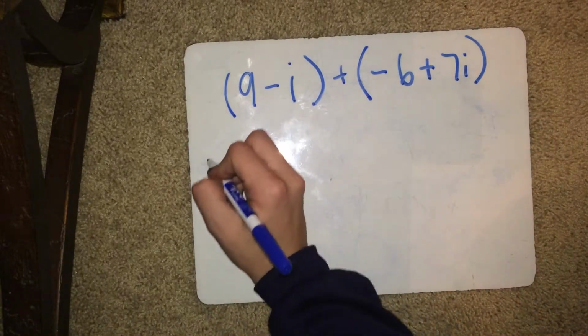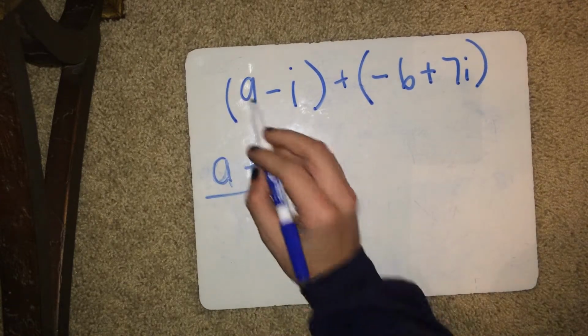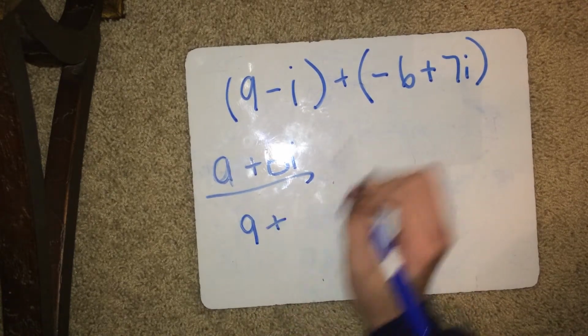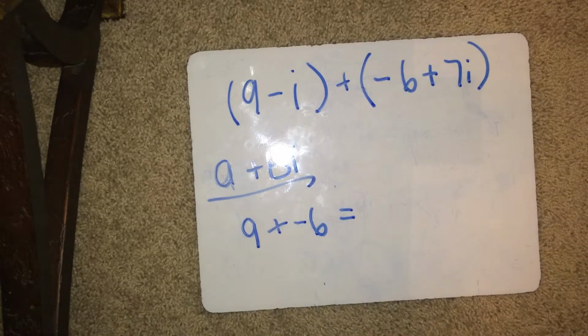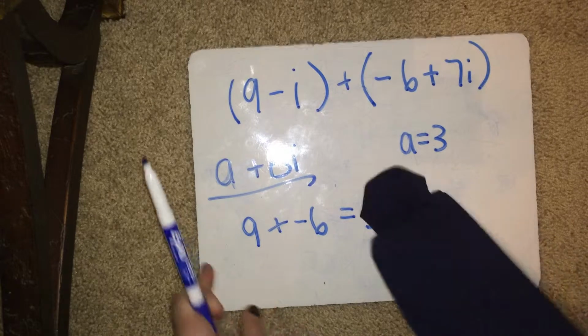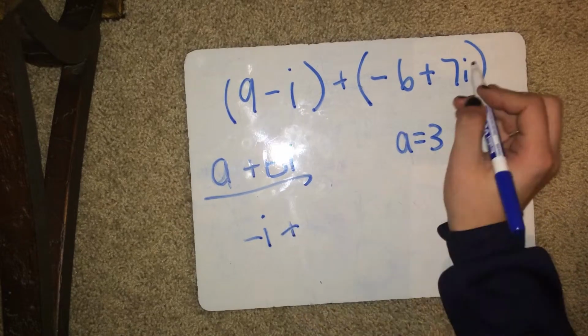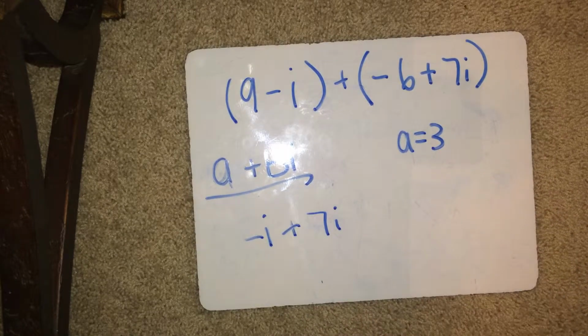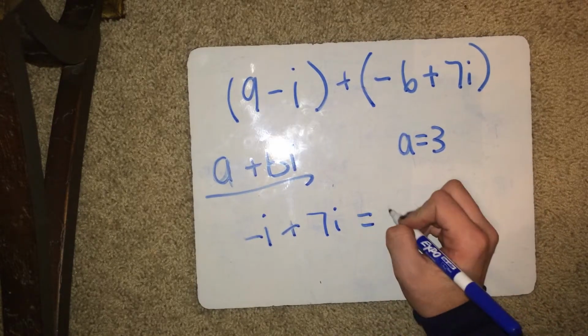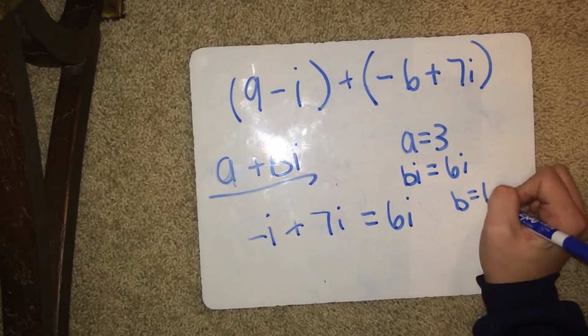So let's do the real numbers first. That would be the a value in a plus bi. So the a value, 9 plus negative 6 equals, 9 plus negative 6 is also 9 minus 6, which would be 3. So a would equal 3 in this case. Now for finding the b, it would be negative i plus 7i. That would also be like saying 7i minus i, or 7i minus 1i. So 7 minus 1 would be 6, so it would be 6i. So the bi part is 6i, so b equals 6.